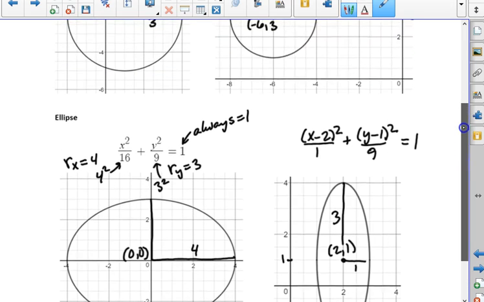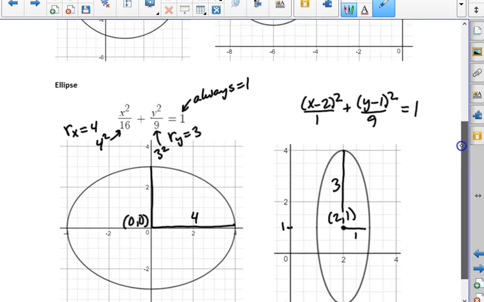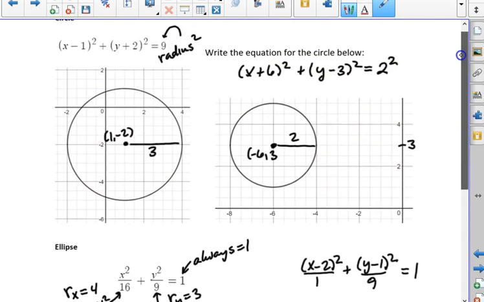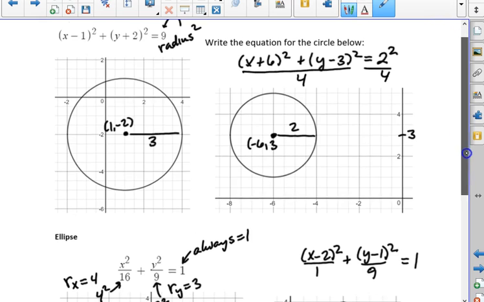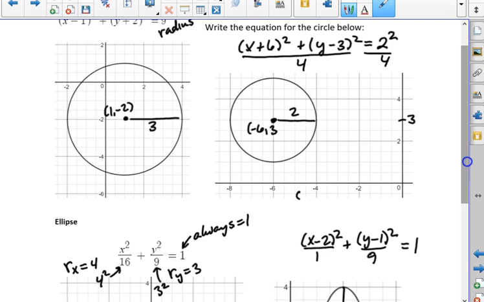I want you to notice that we could write a circle in a similar way. So if I took the previous one that I have up here, if I divided everything by 4, I could write this as (x + 6) squared over 4 plus (y - 3) squared over 4 equals 1. So we could think of a circle as the special case of an ellipse where the radius in the x and the y direction are both the same.